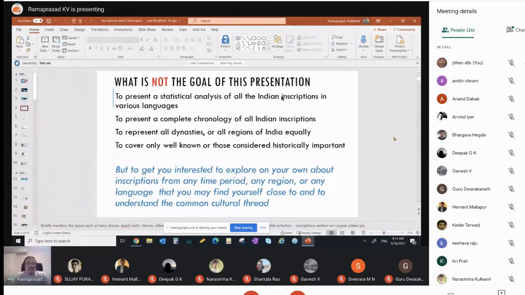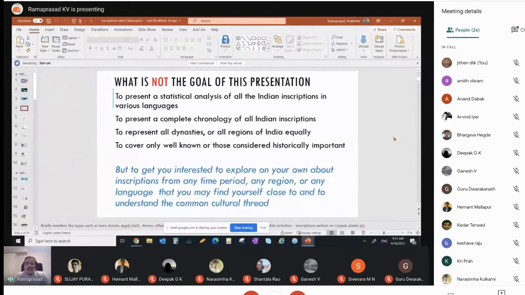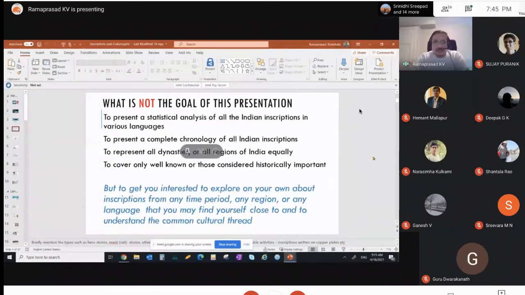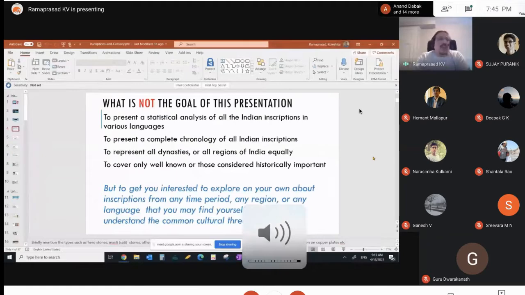But the idea of this whole thing is to get you interested to explore on your own about inscriptions from any time period, any region, any language that you may find yourself close to for whatever reason, and to understand the common cultural thread that goes through these inscriptions across the whole of India. That is the experience that I want you to have. And at the end, if there is time, we can also discuss. I know there are many of you who are deeply interested in this and know a lot about inscriptions, so we can have some discussion towards the end, once whatever I have thought for today is done.